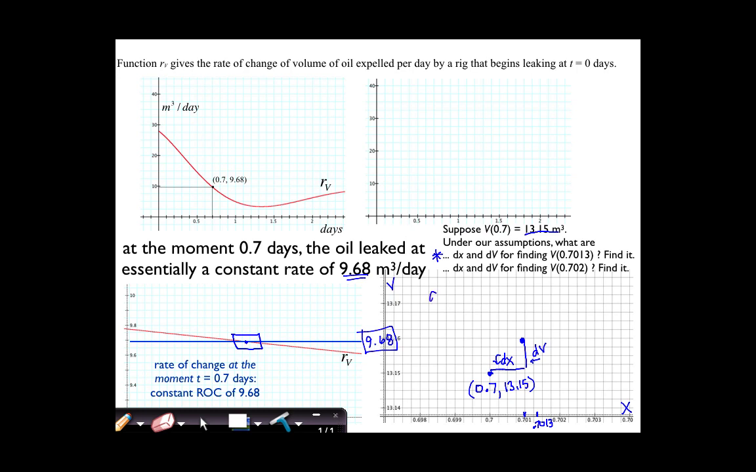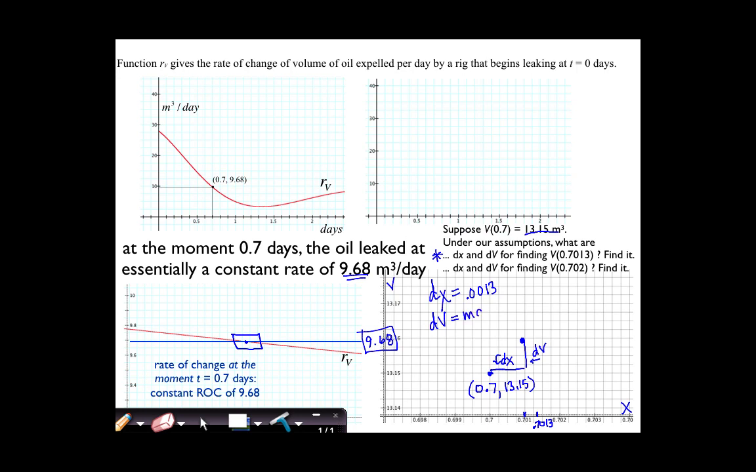So my dx for this first one here would be 0.0013. dV, the additional amount of oil that's leaked, or the variation in the amount of oil throughout this tiny amount of extra time. dV, that's the change in the dependent variable.